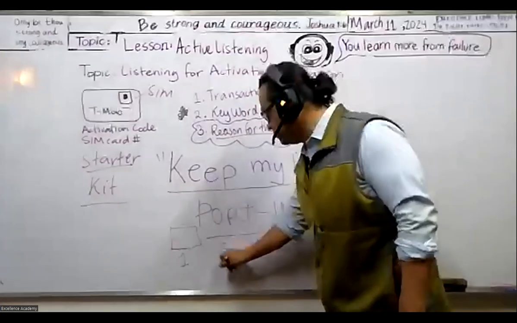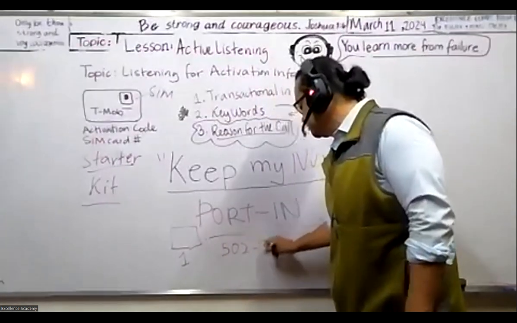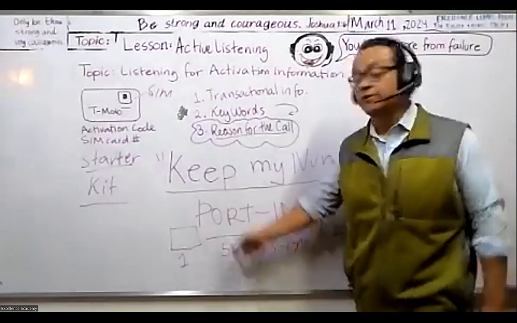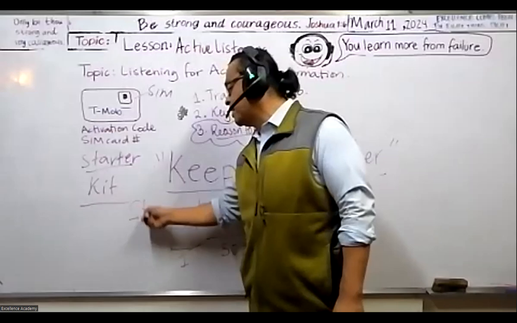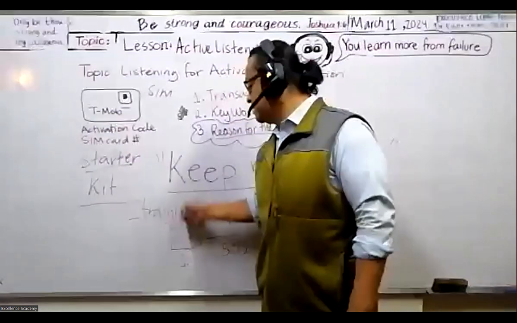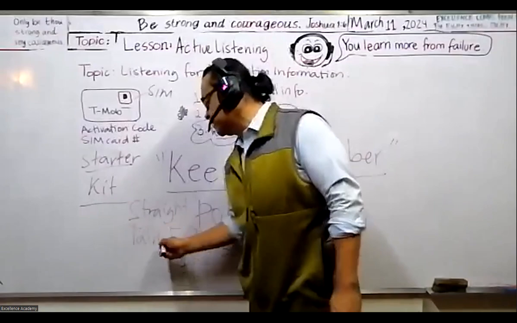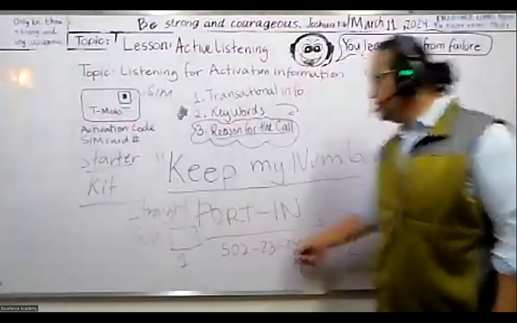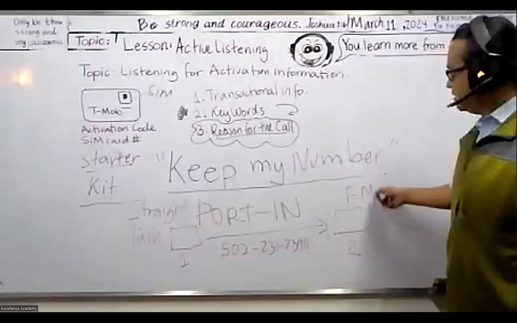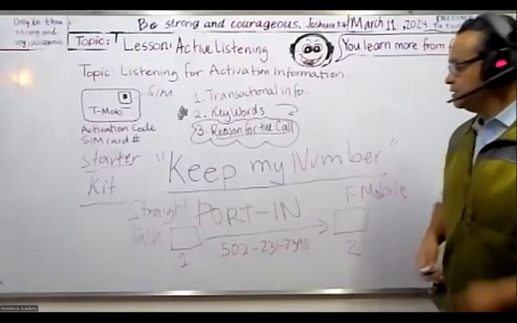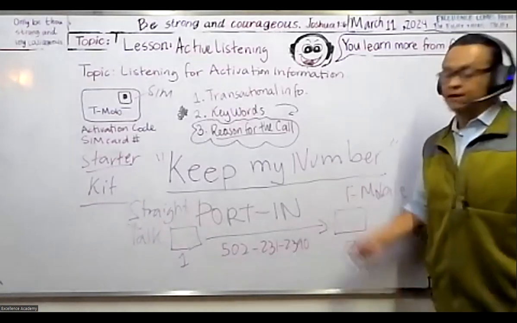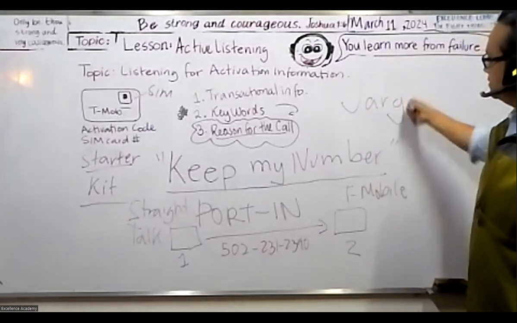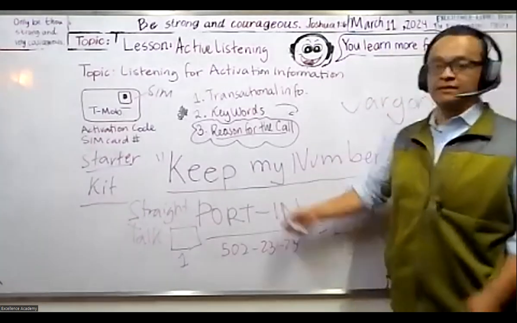So we're going to move 502-231-2390, for example. We're going to move this number, let's say from Straight Talk, which is the carrier where the customer has the line, the number activated. And we're going to move this line over to the new carrier, which in this case would be T-Mobile. And that's a port in. But customers don't know this technical jargon, right? This terminology is not known by the customer.